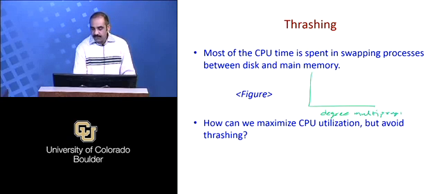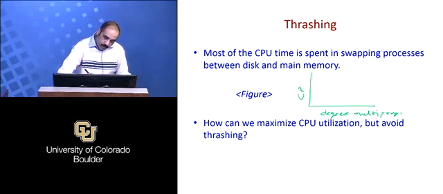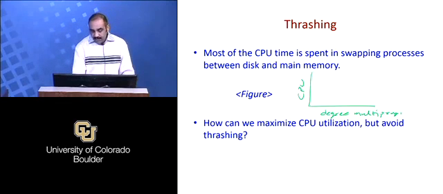That is how many processes you are running at a time. And this is where you plot CPU utilization. In the beginning, as you increase the degree of multiprogramming, you will see a rise in the CPU utilization. However, at some point it reaches a maximum. And if you increase the degree of multiprogramming beyond that, it falls like that.